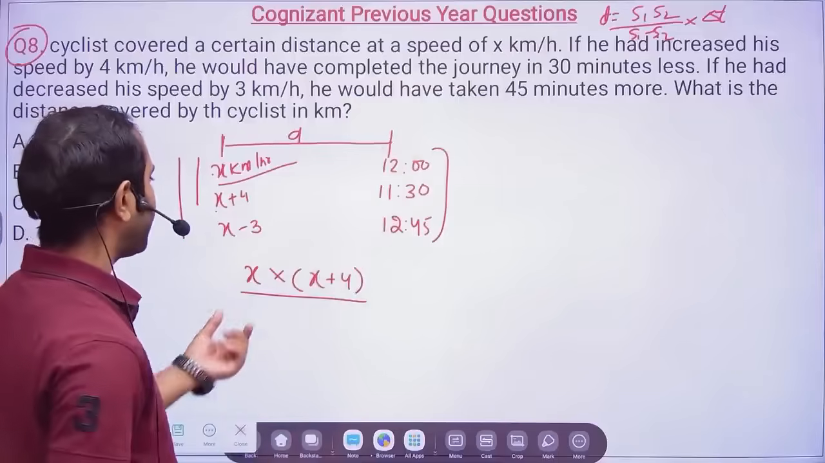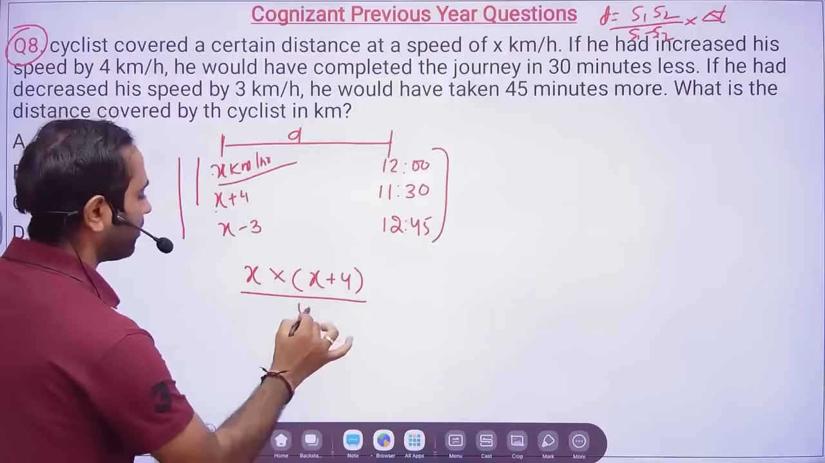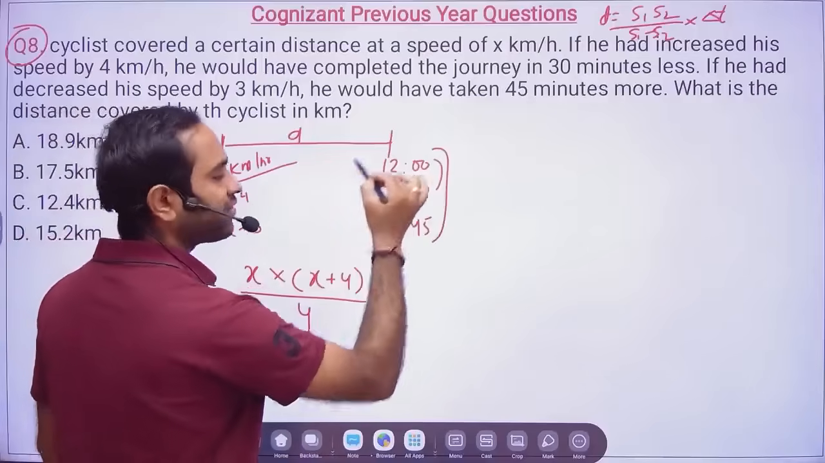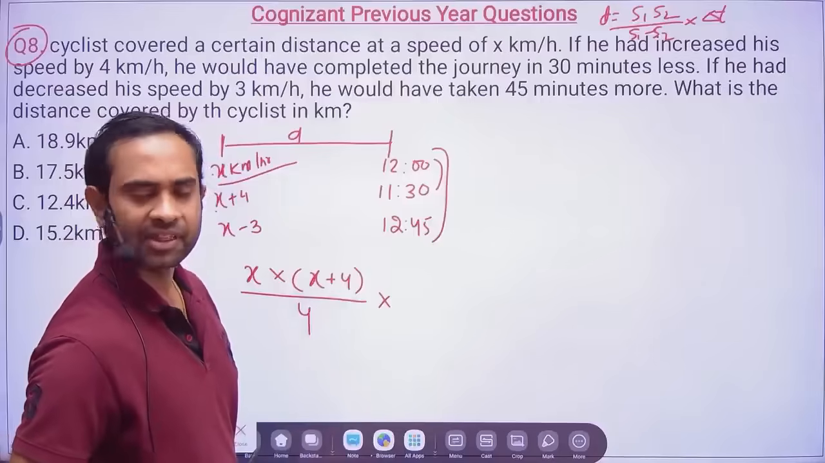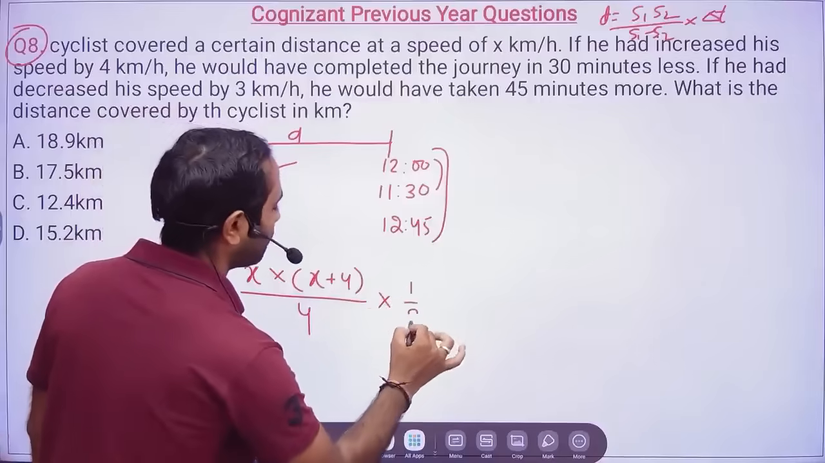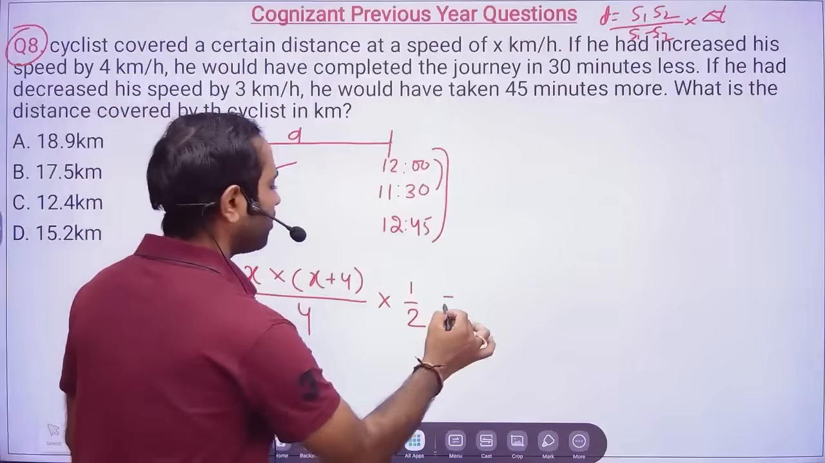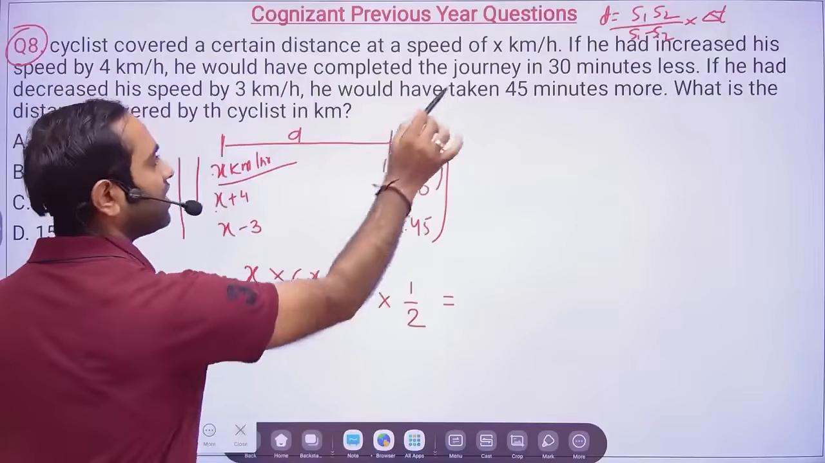So s1 s2 divided by s1 minus s2. If you subtract, it will be 4. What is the time? The time difference is half an hour. 30 minutes is nothing but half an hour, which is 1 by 2. See, your distance will remain the same. So this is nothing but the distance.